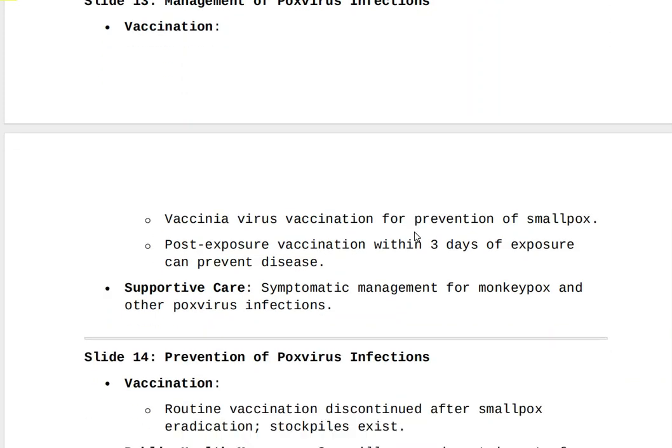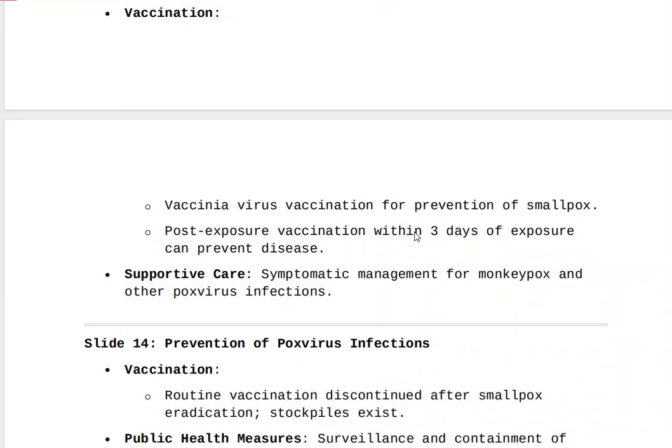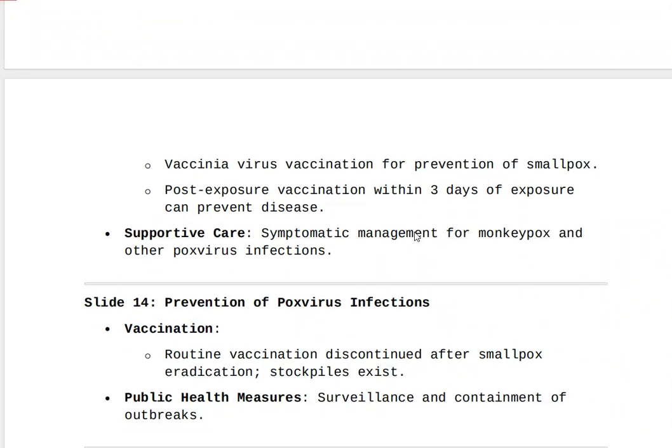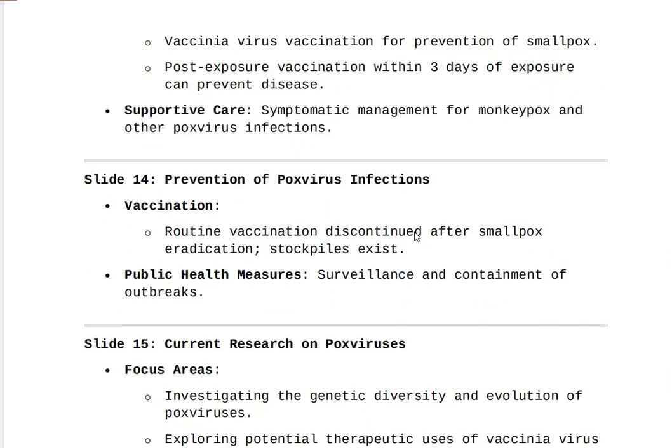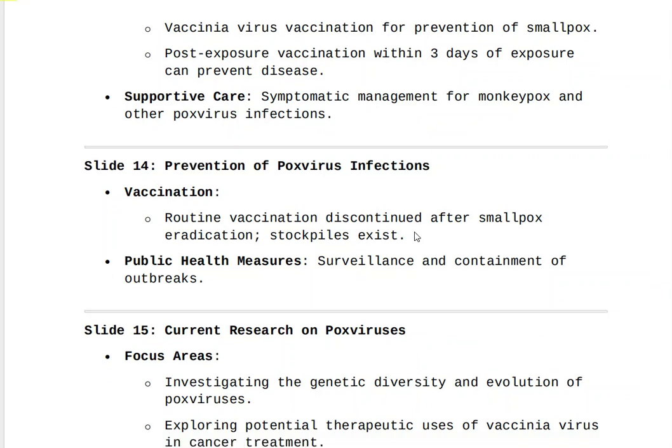So management: there is now a vaccine available, which is derived from vaccinia. In case you are exposed, we're talking about monkeypox this time, because there is no more smallpox, post-exposure prophylaxis or vaccination can be done if you are exposed to someone who is known to suffer from monkeypox. Supportive care is also given, symptomatic. So we address the symptoms. If there is fever, you give paracetamol. If you have other signs and symptoms, you address those problems.